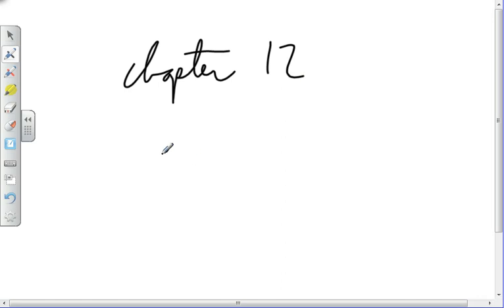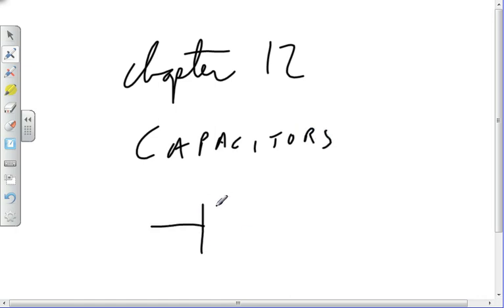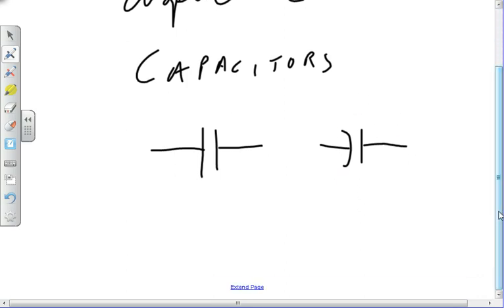Okay, we're in chapter 12, which has to do with capacitors. Capacitors could look something like that, or they could look something like this. If it doesn't matter which side is plus and which side is minus, they look like that. And if it matters, then they look something like that. Capacitors store charge.